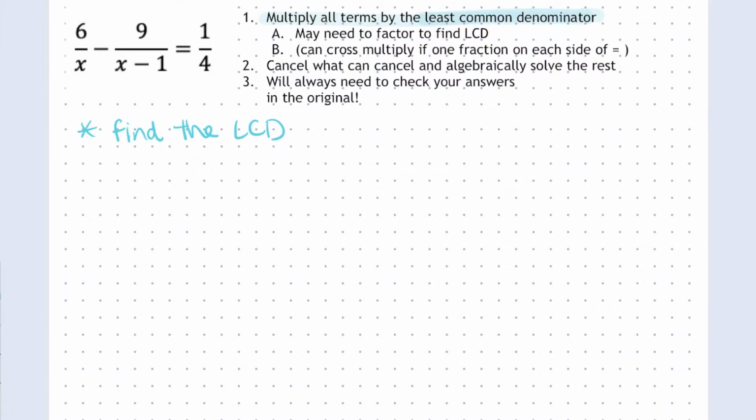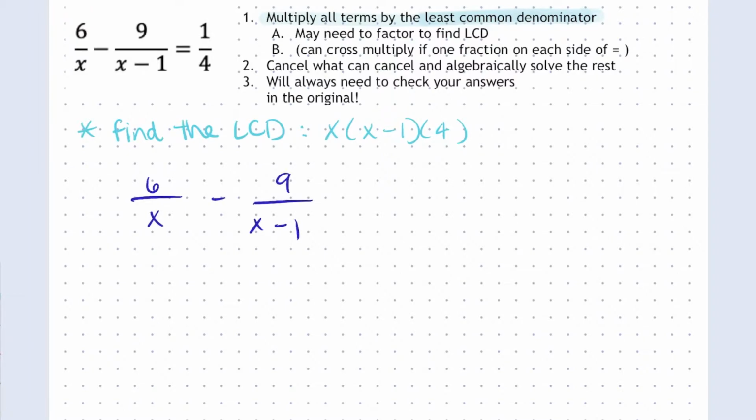In this case here, all the denominators are already factored, right? We can't factor any of these more. I mean, I guess you can make this 2 and 2, but all of these are in factored form and they have nothing in common, right? There is nothing in common here. So our LCD is actually going to be x times x minus 1 times 4, okay, because there's nothing in common. So the next step would be to multiply each term by the LCD, right?